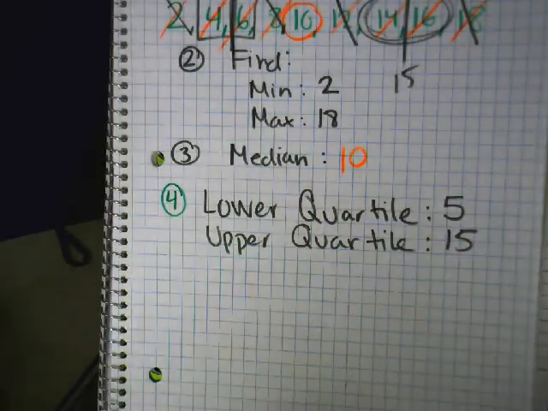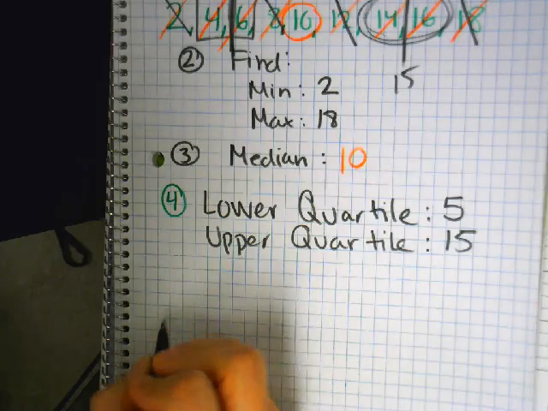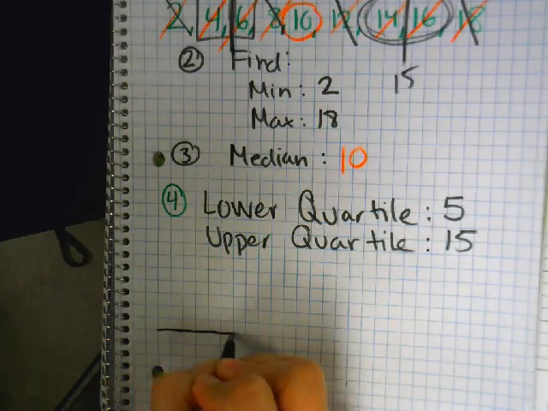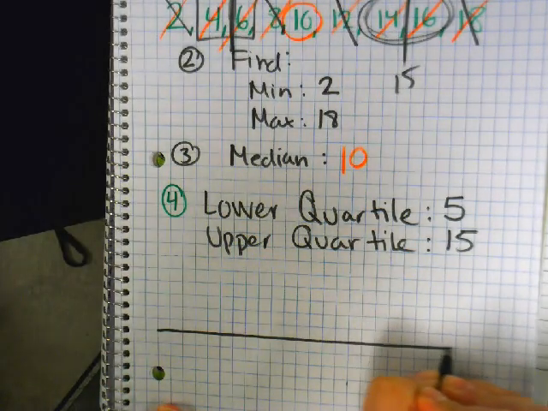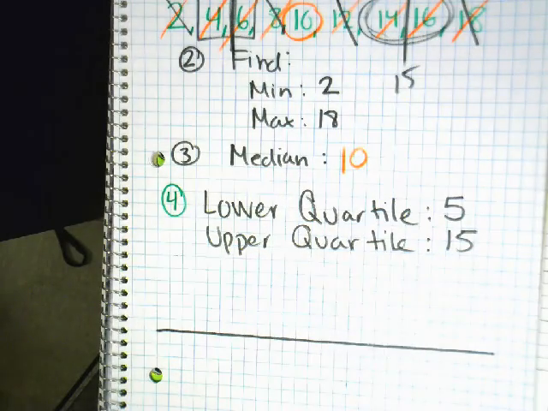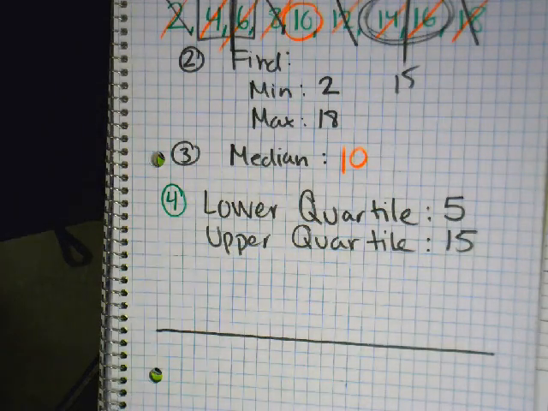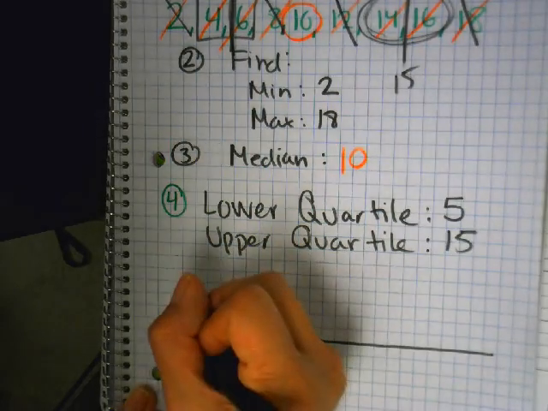Okay, here's what we need to do. We need a number line. So draw a perfectly straight line like mine. That's not bad. That's not bad. I know, thank you. It's not bad for not having a ruler. Okay. Not bad. Just kidding.